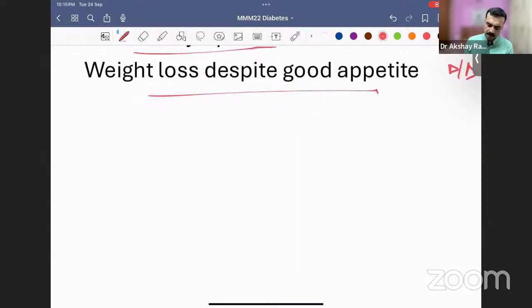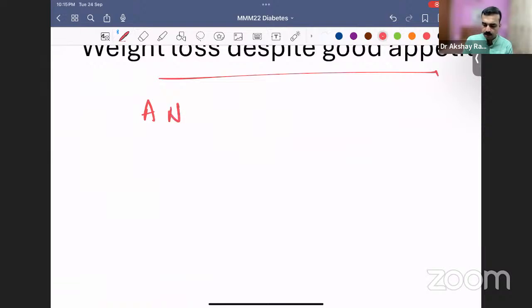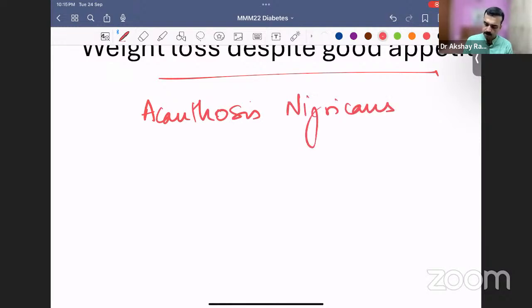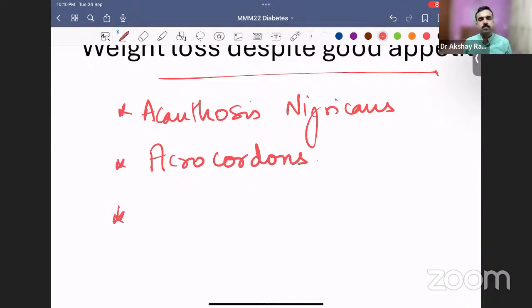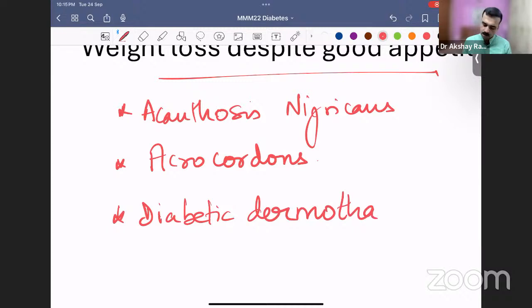Then you have to remember acanthosis nigricans and skin tags. That is acrocordons. Maybe you can remember this term. It's called diabetic dermopathy. So a lot of times these help to make a diagnosis of long-standing diabetes.